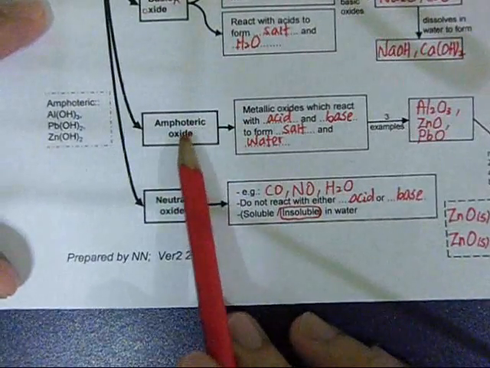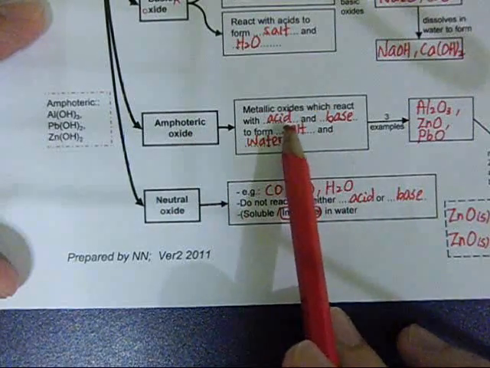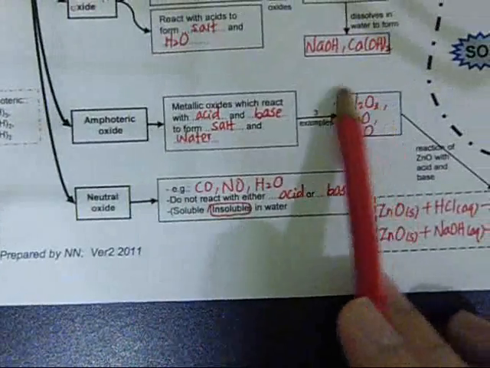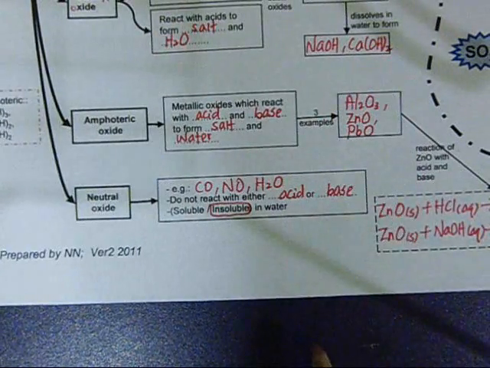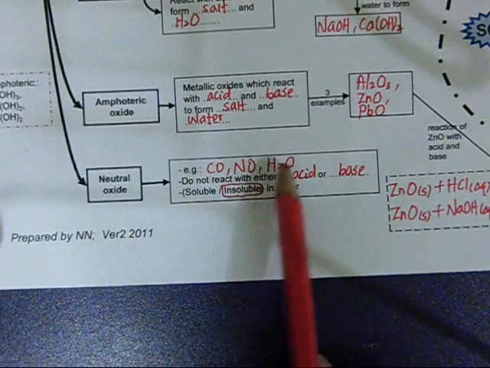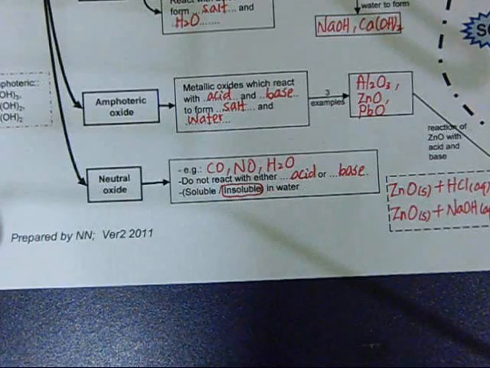And then amphoteric oxide reacts with both acid and bases to form salt and water. And the three examples of amphoteric oxide, you must remember these three. And then lastly, for neutral oxide, the three examples of neutral oxide, must remember.